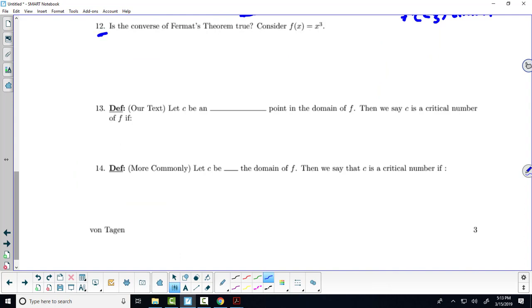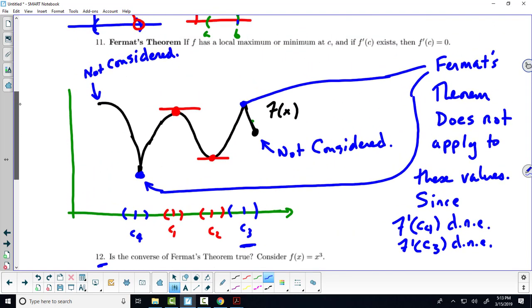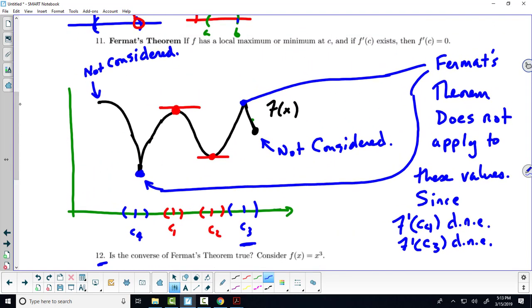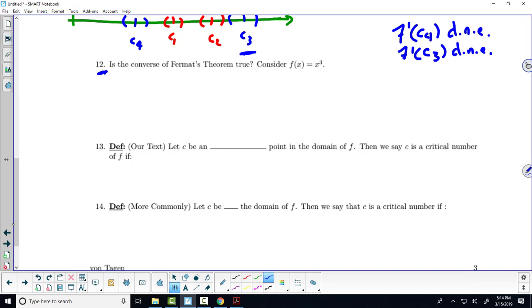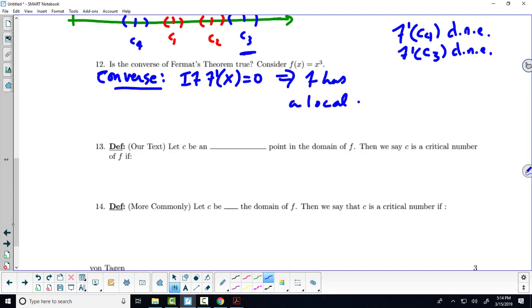Okay, number 12 asks the next question. Is the converse of Fermat's theorem true? So let's go back and look at Fermat's theorem. Fermat's theorem said if we have a local max or min at some c value and the derivative exists, then the derivative must be 0. So the converse of that, which we'll find out is not true, but let me just say what the converse would be. The converse would say if f prime of x equals 0, does that imply that f has a local max or min at that point? That's what the converse would say.